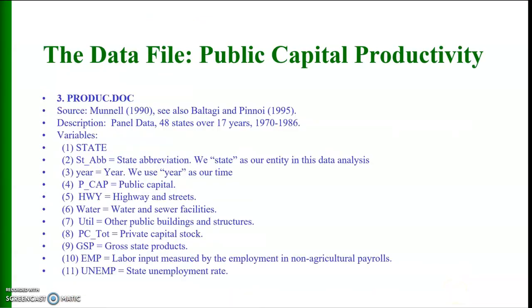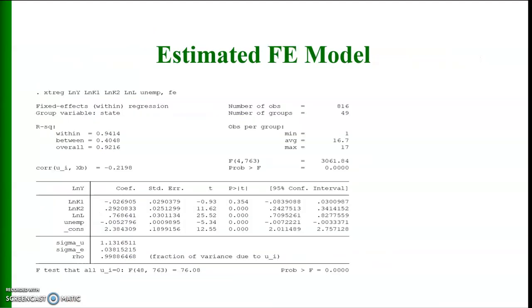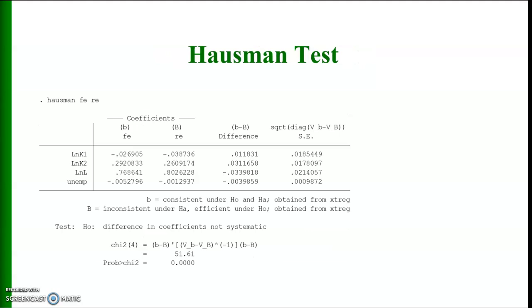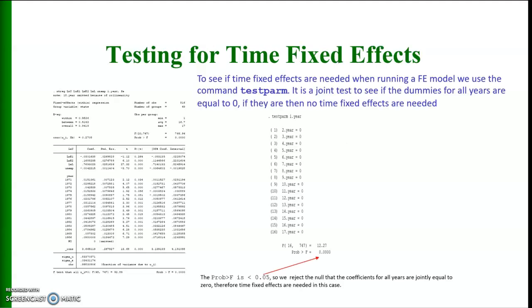Now I would go to my slides, and I'll discuss these estimations. This is detail about the data that I have already discussed in my previous videos. This is the estimated fixed effect model. This is the estimated random effect model. This is the Hausman test, and on the basis of the Hausman test, we conclude that a fixed effect model is better, and we will not use the random effect model because there is evidence of significant systematic differences in the coefficients of the fixed effect and the random effect model.